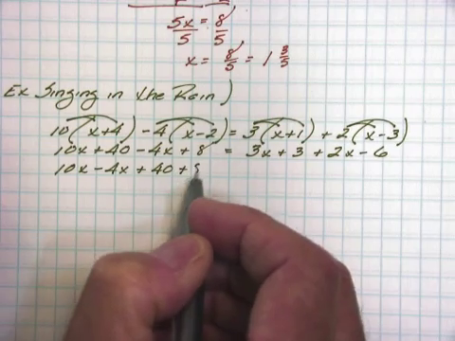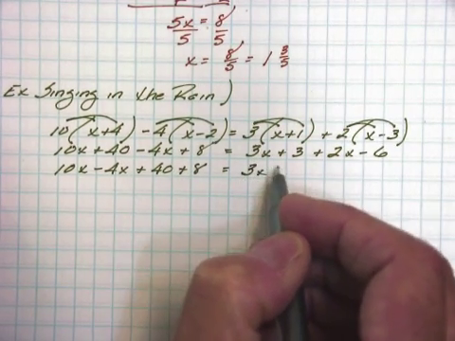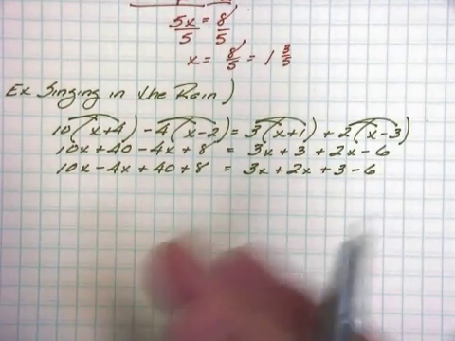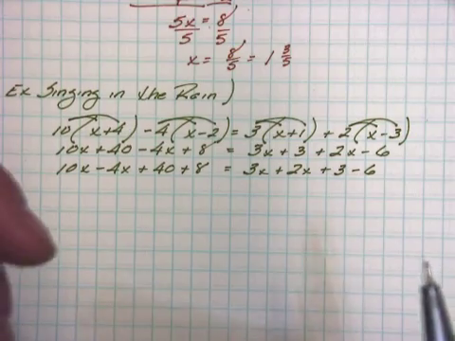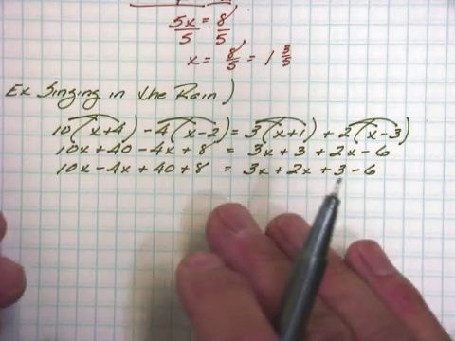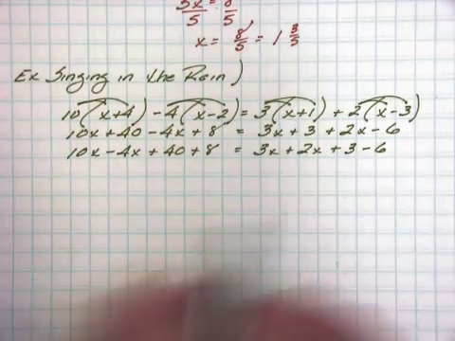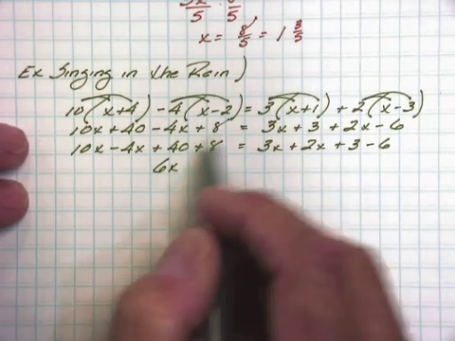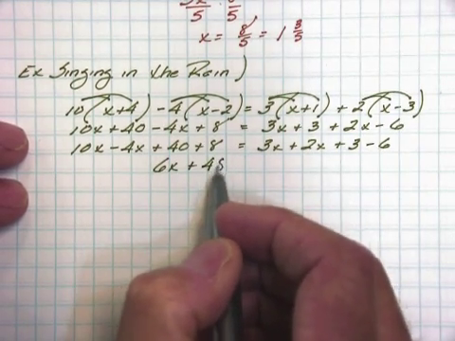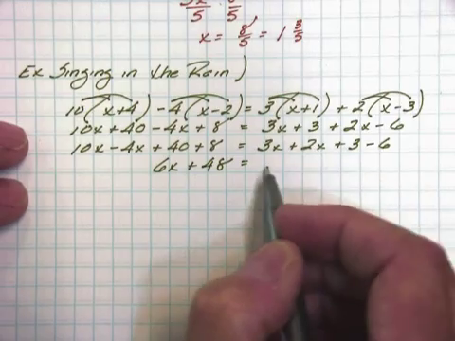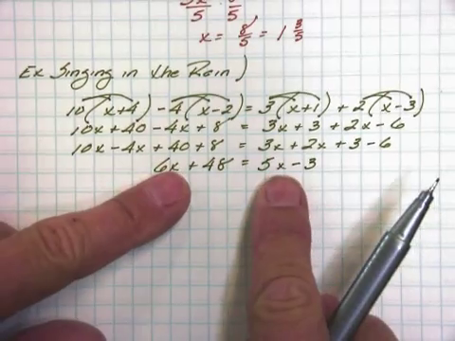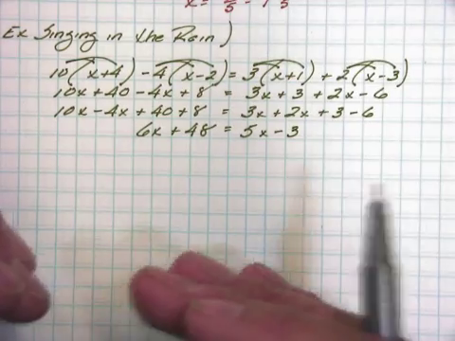So we've got 10x minus 4x. Notice that the minus is coming with the 4x term, plus 40 plus 8 equals 3x plus 2x plus 3 minus 6. Now I've got all those like terms next to each other, so I can combine them. I don't think this time I'm going to use the reverse distributive property like I was doing before, because we all know that if I have 10x and I take away 4x, I have 6x. And if I have 40 plus 8, I have plus 48. Equals 3x plus 2x is 5x, and 3 take away 6 is negative 3.